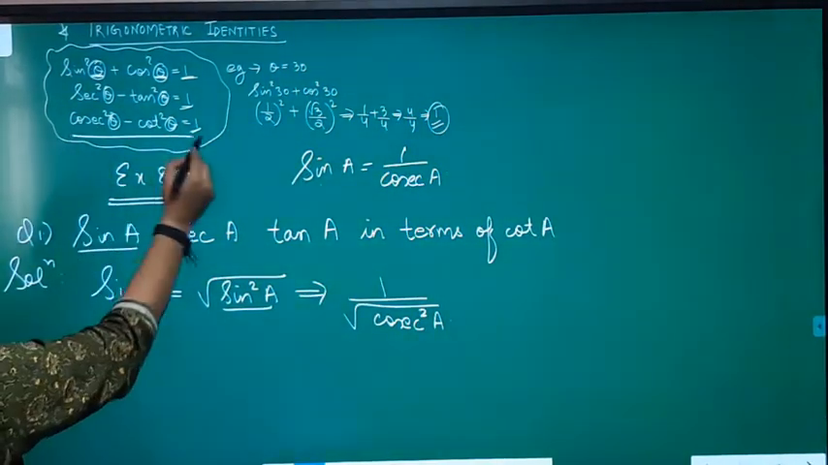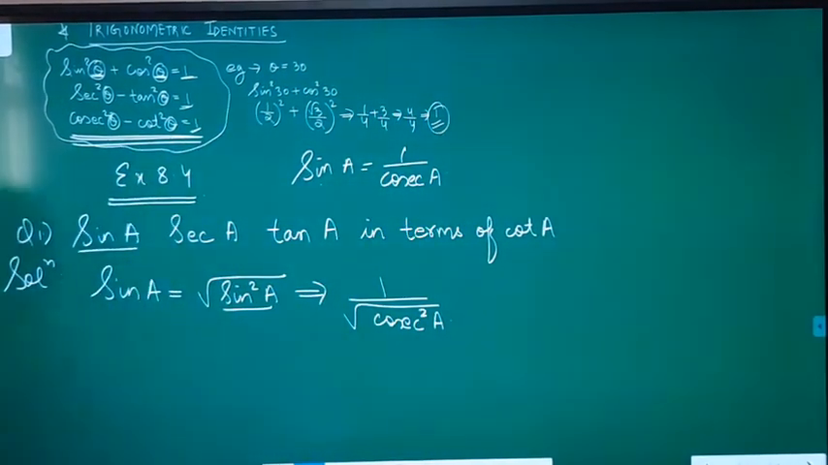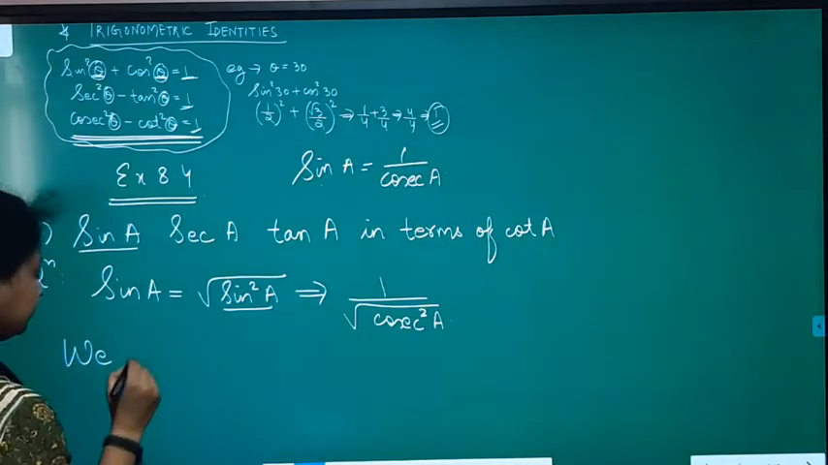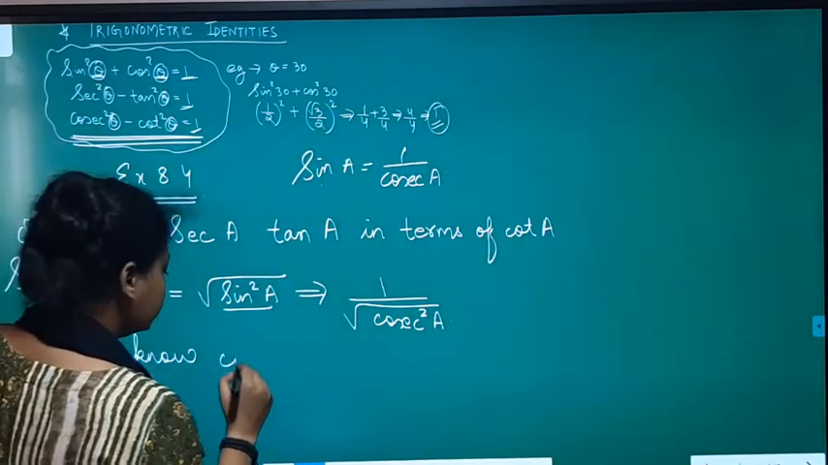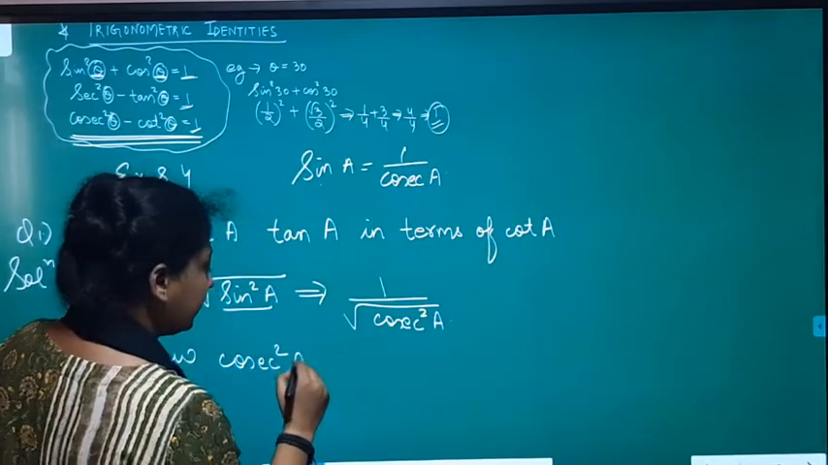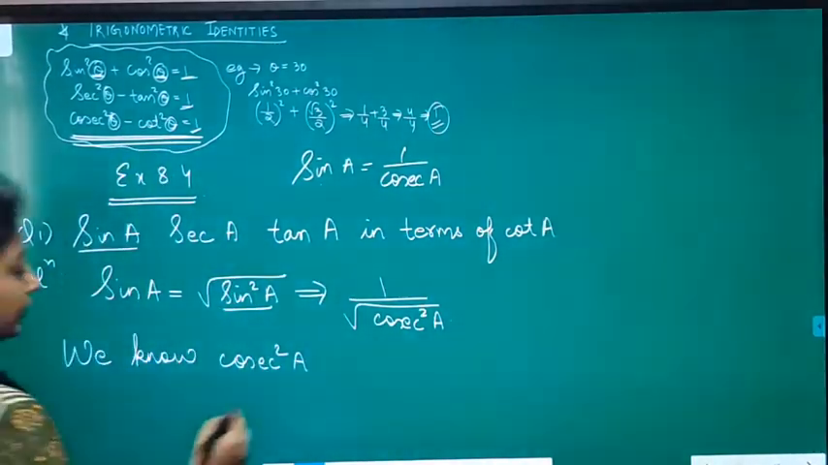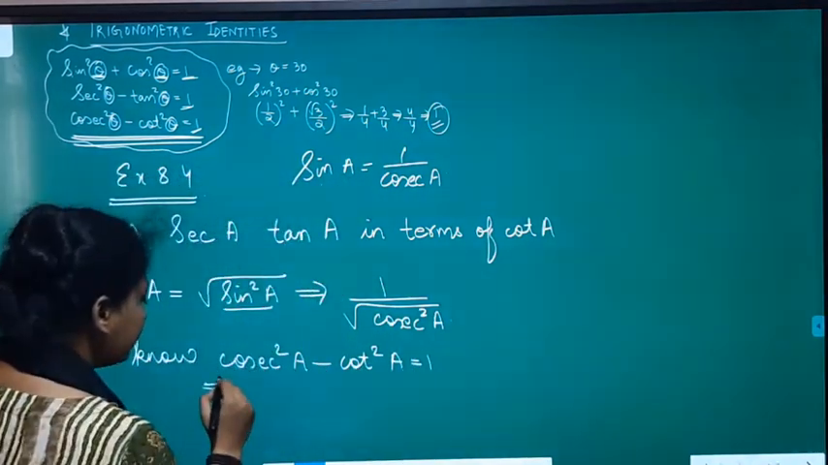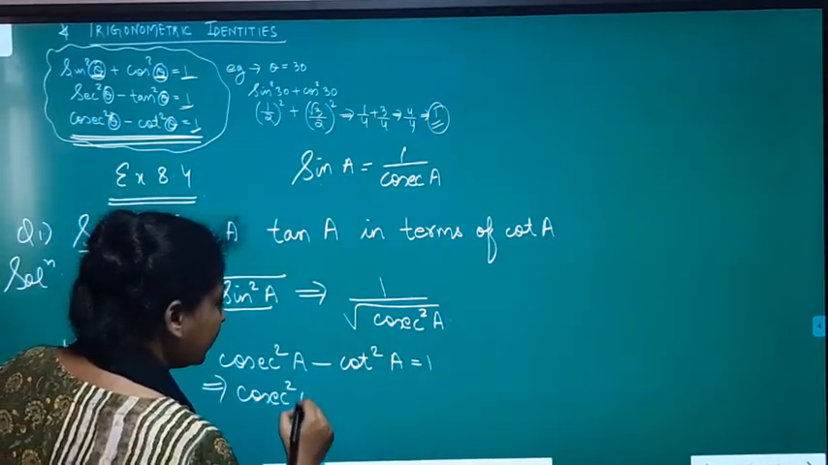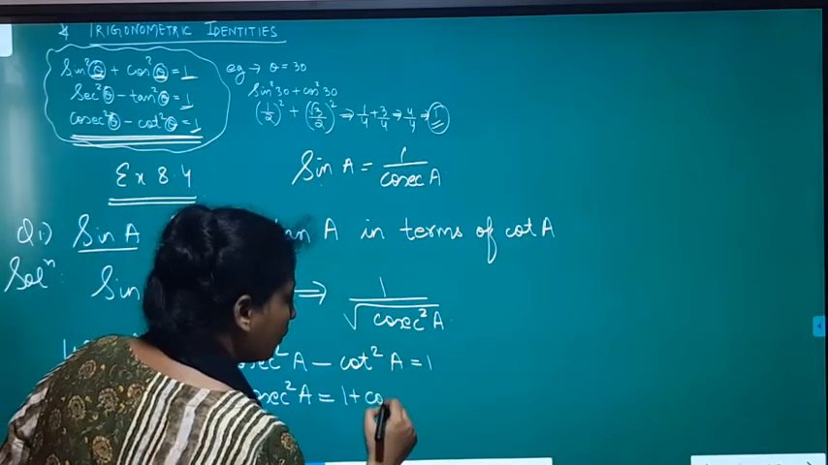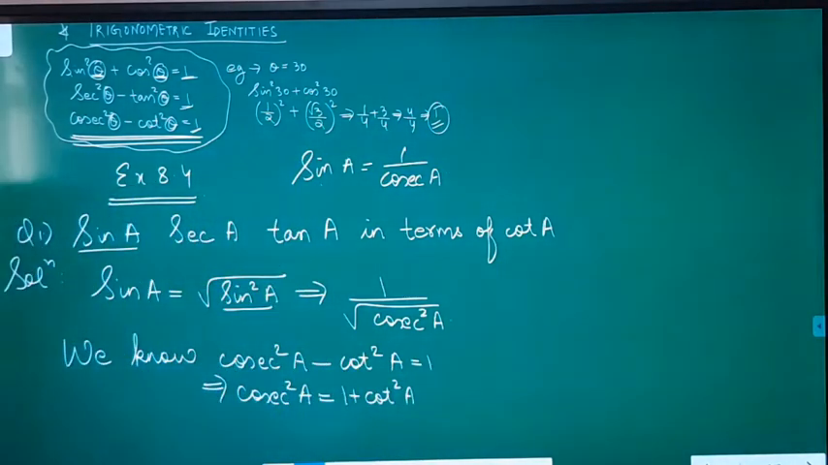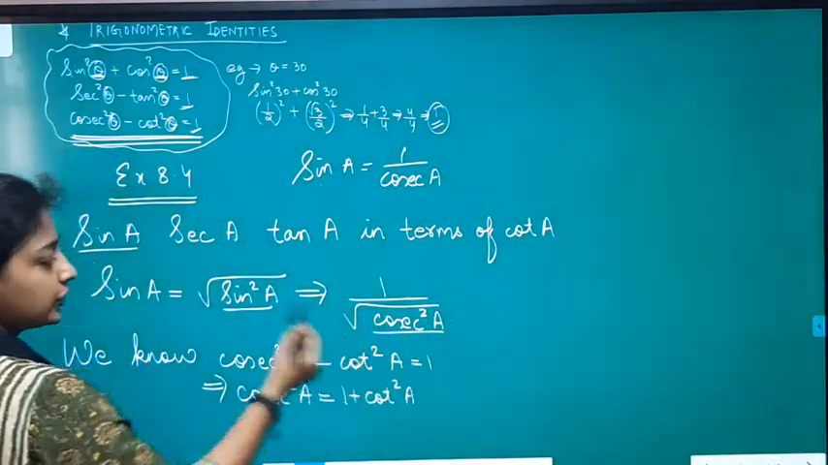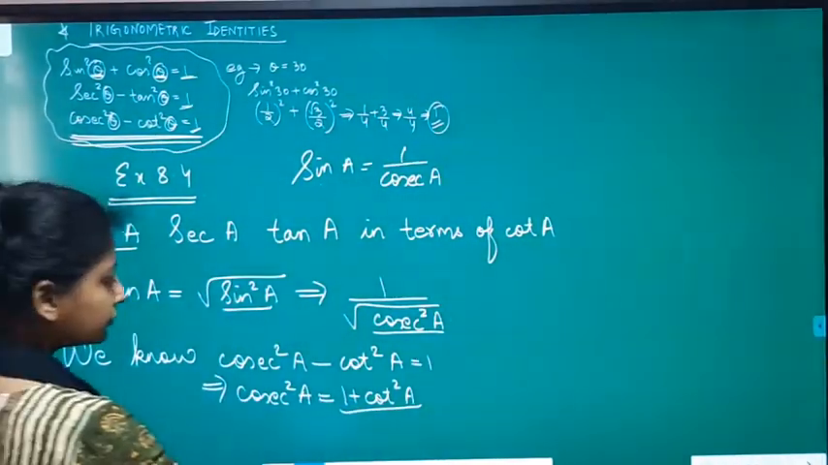Now from the third identity, we have the value cosec square theta minus cot square theta equal to 1. So we can write, we know cosec square A, in place of theta I am writing A, minus cot square A equals to 1. This implies cosec square A is equal to 1 plus cot square A. So here in place of cosec square A, I can put this value.